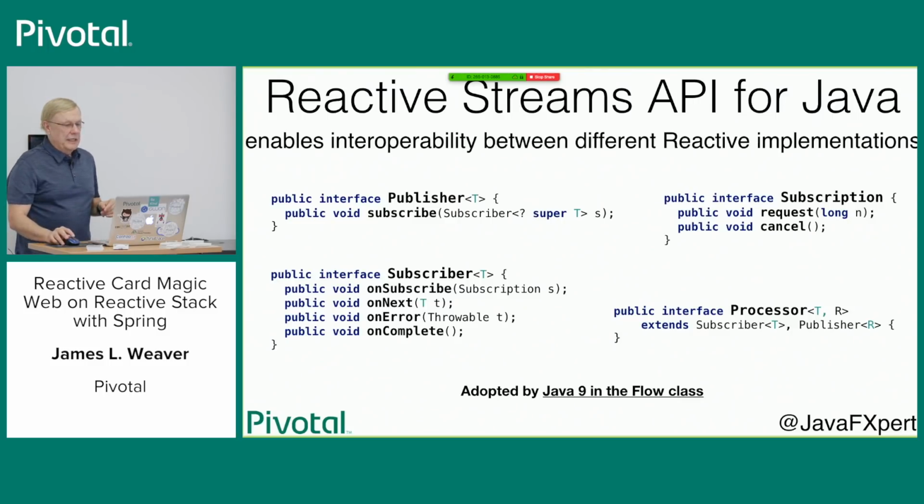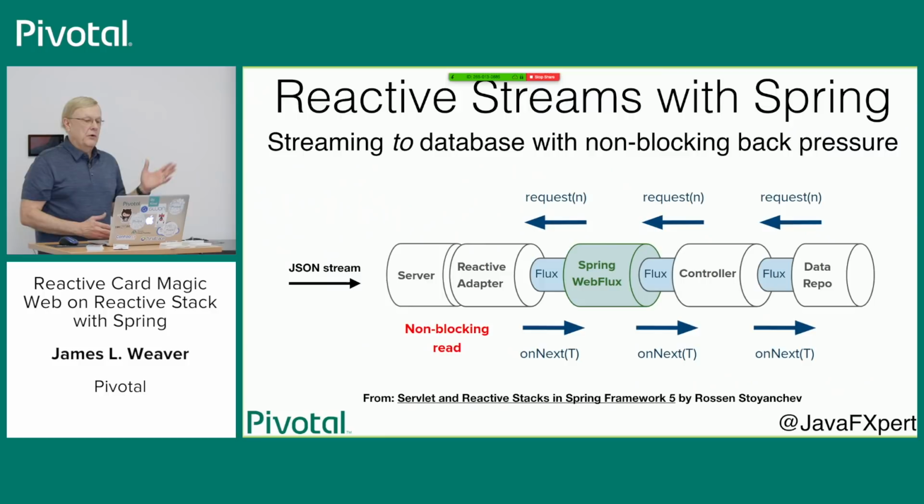And so here's a link to the Flow class, which has four inner classes: Publisher, Subscriber, Subscription, and Processor in the Java 9 JDK. So here are a couple of diagrams that show a reactive system, different nodes in a reactive system, with a use case. The use case is we want to stream from maybe a JSON stream, maybe at a high rate of speed, and we want it to end up in a database.